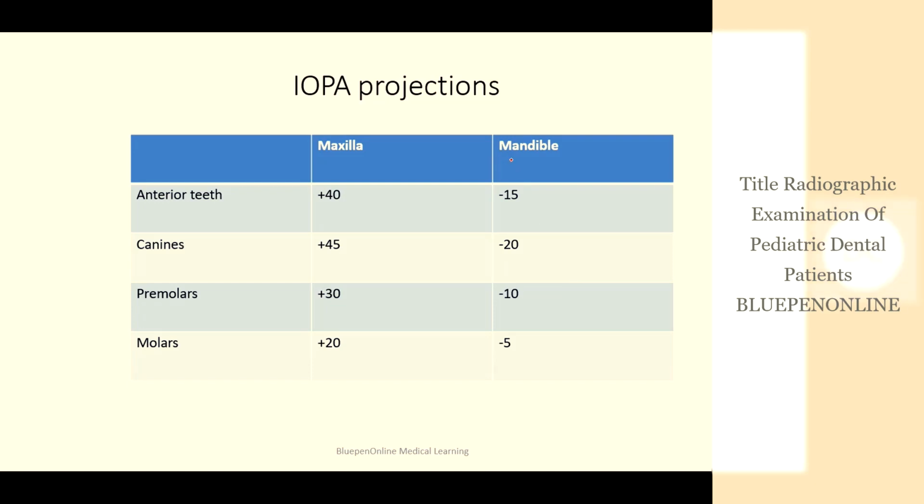Now what are the vertical angulation degrees we give? In case of maxillary anterior teeth it is 40 degree, and in case of the mandible it is minus 15 degree. As I said, in case of the maxilla it will be positive for all teeth, whereas in case of the mandible the vertical angulation is negative. The canine has the highest vertical angulation, around plus 45 degree, and mandible minus 20; premolar plus 30 and mandible minus 10; molars plus 20 and mandibular molars minus 5.